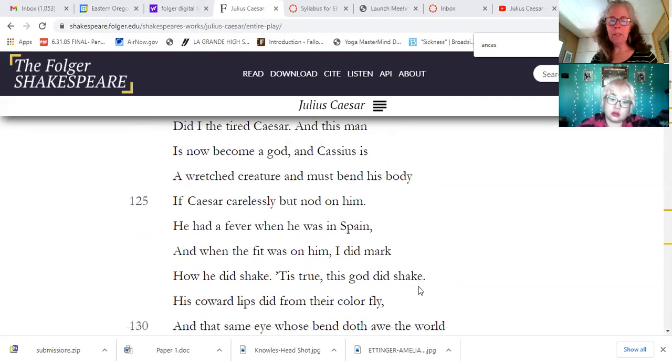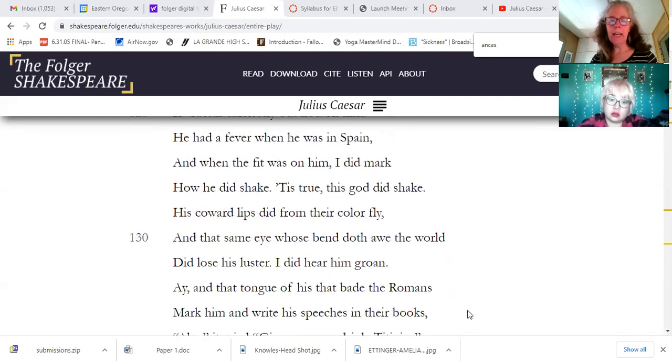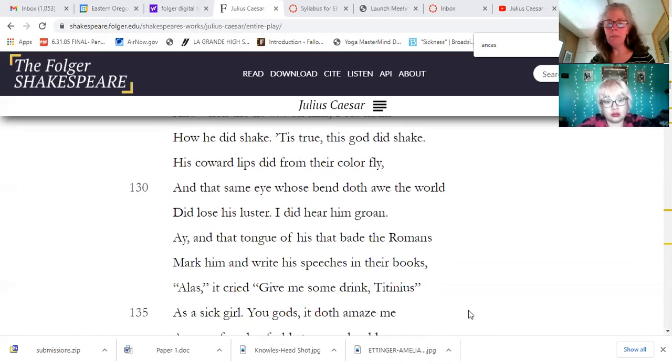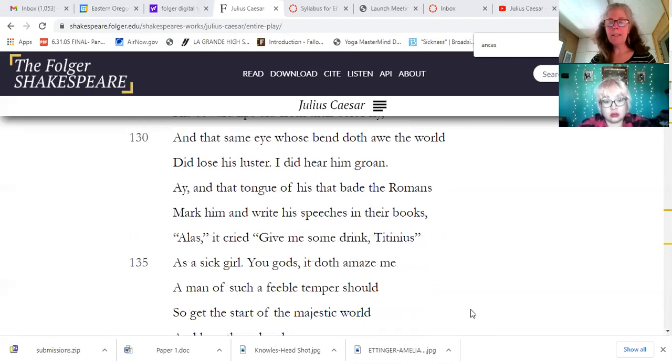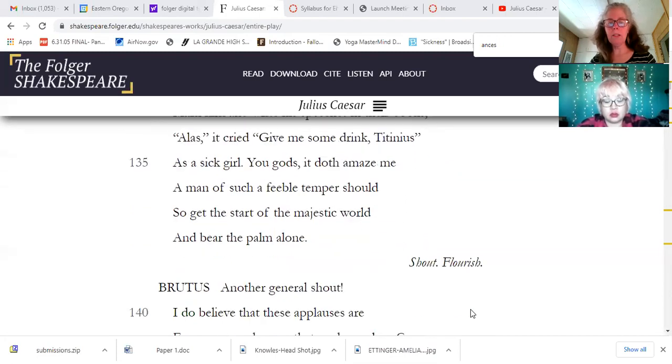His coward lips did from their color fly, and that same eye whose bend doth awe the world did lose his luster. I did hear him groan, aye, and that tongue of his that bade the Romans mark him and write his speeches in their books. Alas, it cried, give me some drink, Titinius, as a sick girl. You gods, it doth amaze me a man of such a feeble temper should so get the start of the majestic world and bear the palm alone.